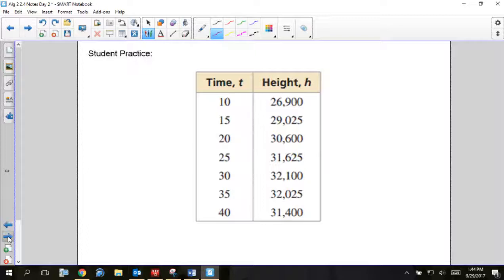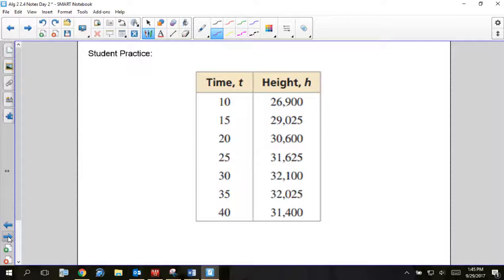All right, second try. This one, all you have to do is make the scatter plot and decide which regression to do. We have to see if it looks like a line or if it looks like a parabola. So go ahead and type the information in. I'm going to do it again up here, but you can go faster than me.